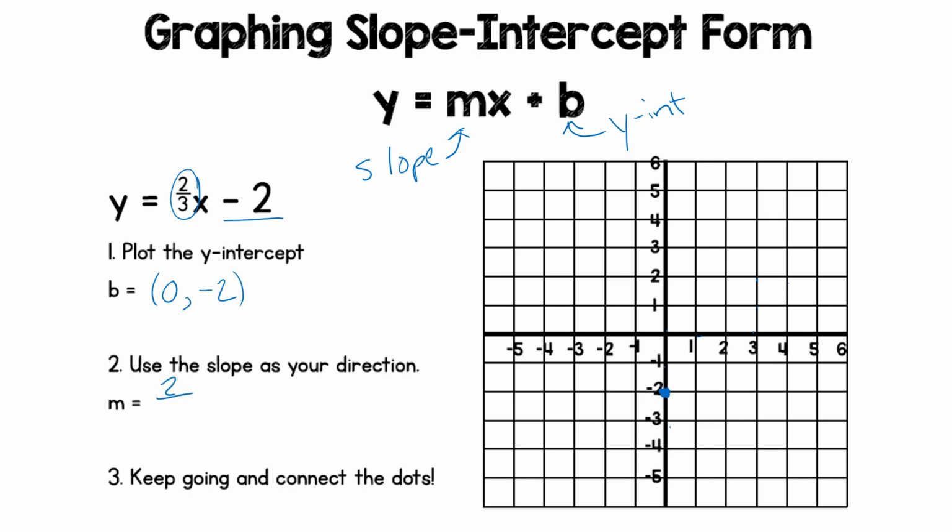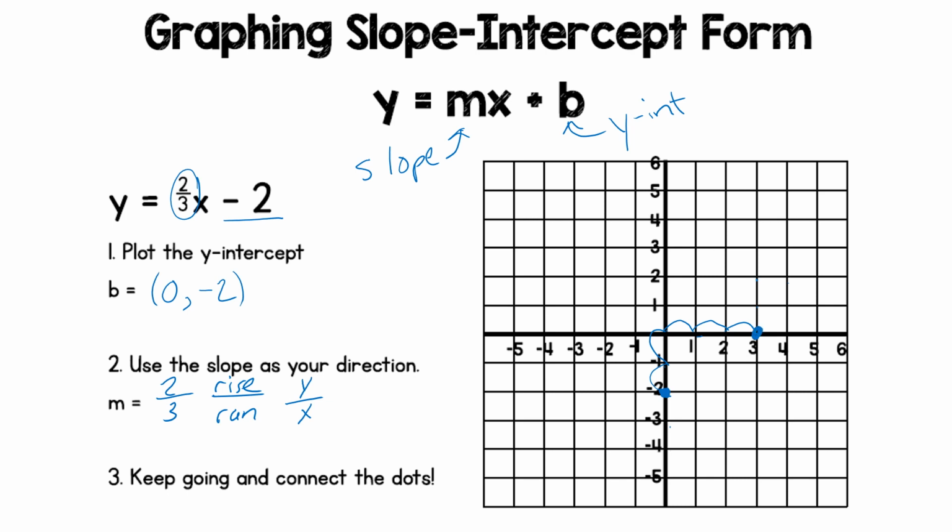We use a slope as a rise over run, which means your y direction is on top and your x direction is on the bottom. So I'm going to start at my y-intercept and go a rise of 2 and a run of 3, which means I need to go up 2 and to the right 3. Up is a positive direction and right is a positive direction. And then that's where my next point will go.